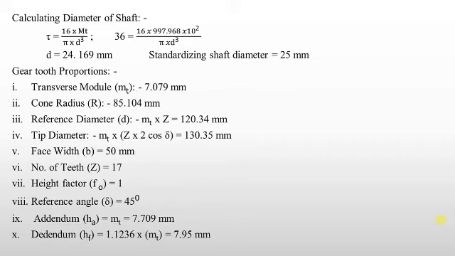Height factor F0 equals 1. Reference angle delta equals 45 degree. Addendum HA equals MT, which is equal to 7.709 mm. Dedendum HF equals 1.1236 into MT, which is equal to 7.95 mm.